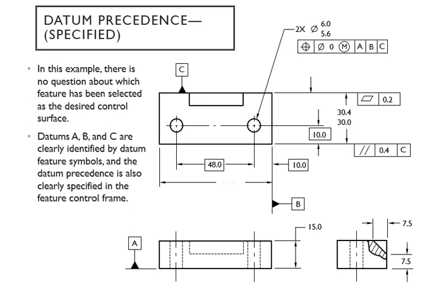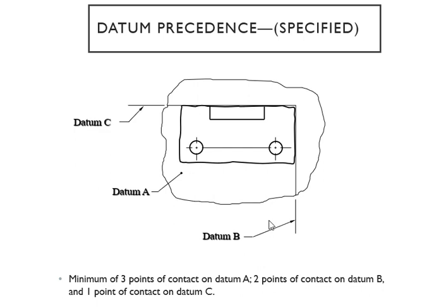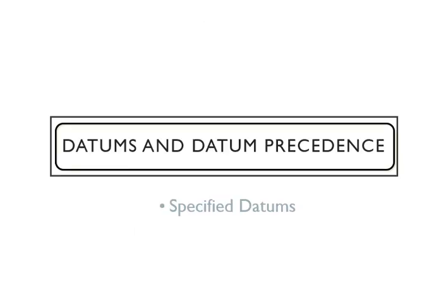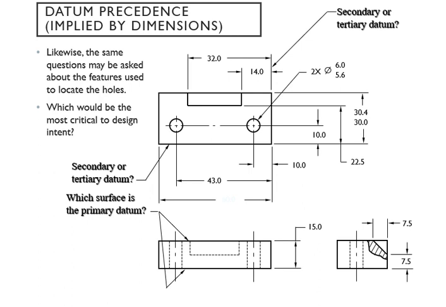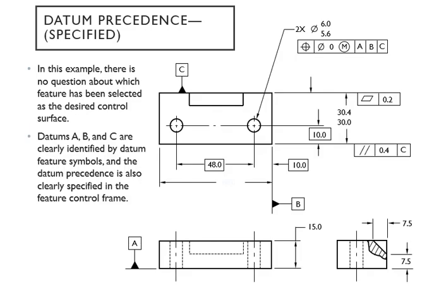And not like in the implied. Here we're showing you where the primary datum is, on the bottom, and then, of course, you have a secondary on the side. The only difference between the implied and the specified is that datum C is going to be on the back surface, because it says so here. For the implied one, it didn't say anything, so you can assume it.